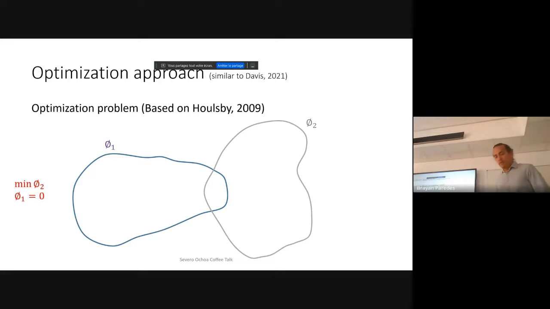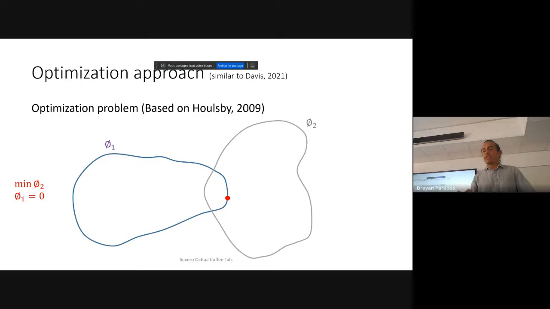So at that point, we decided to go to another approach that was initially proposed by David just that year, but they use another type of optimization algorithm. So it's an optimization approach. But simply what we are doing is we have the two particles, each described by a level set. And what we want to do is first to find a point that has level set zero, that means on the surface, but at the same time minimizes phi2. That means it's more indented in phi2. So we want to find, for instance, this point. And I will explain the optimization algorithm that we use.